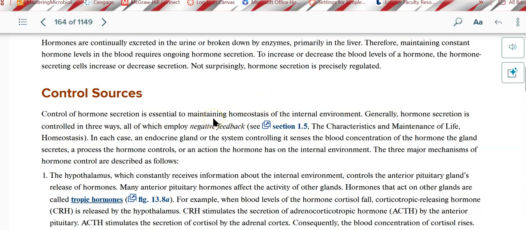All right, so control sources. Control of hormonal secretions is essential to maintaining homeostasis. Hormone secretion is generally controlled three ways, but all three of those employ negative feedback. There is a section back in chapter 1 about negative feedback. A good example that I think most people can relate to of negative feedback is a heater or an air conditioner. Or maybe you have both of those combined into a heat pump unit.